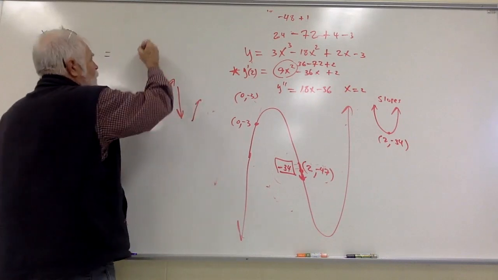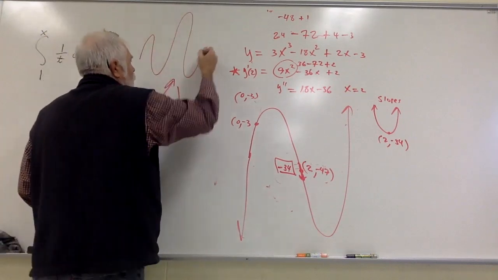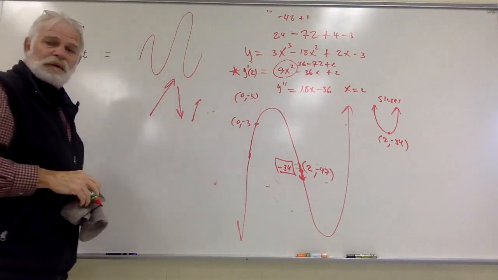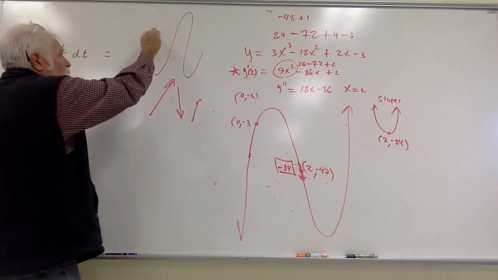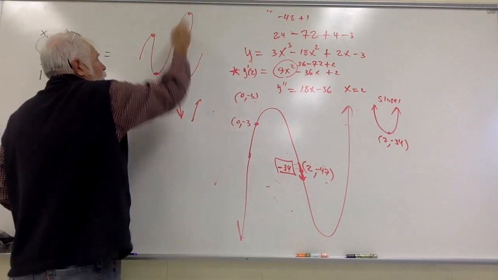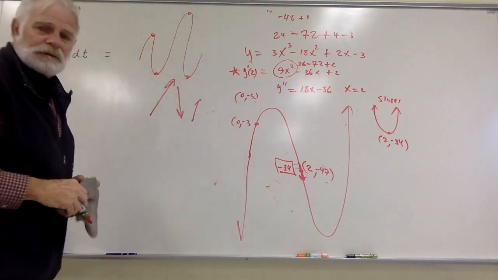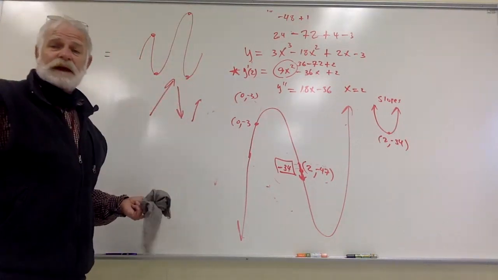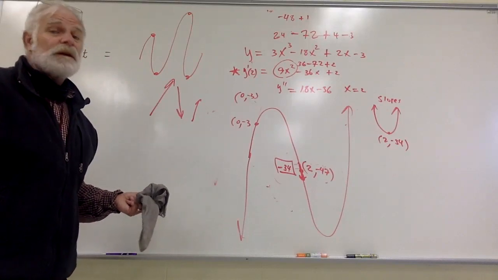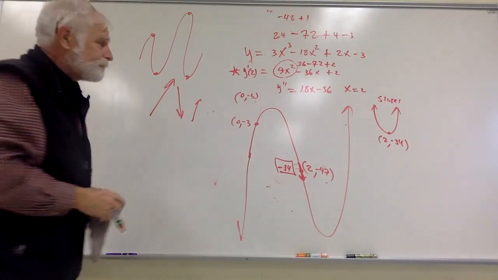So if I had a velocity graph like this, how many points of inflection does my original function have? 1, 2, 3, 4. I'd have 4 points of inflection. That's the first time you've heard that. Okay? You're going to hear it a lot more often.